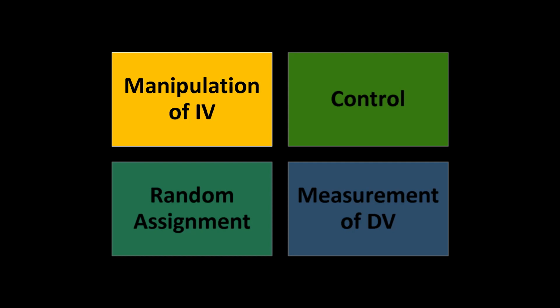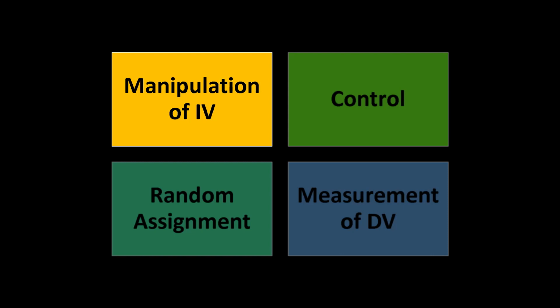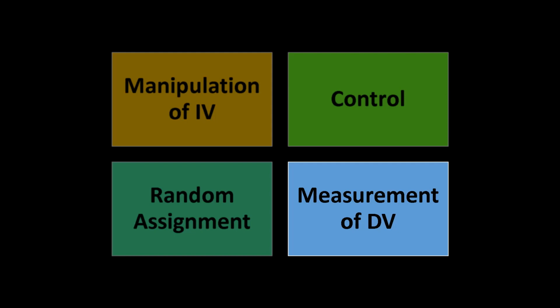The next requirements are manipulation of the IV and measurement of the DV. In some way, we treat the groups of participants differently. For example, one group completes an easy task, the second group a difficult one, and the third group skips the task altogether. This treatment is called the independent variable, the IV. Then we measure participants' responses, which are called the dependent variable, the DV. So, after the easy task and difficult task groups finish their work, we measure everyone's stress levels, even the control group. To summarize, we manipulate the IV to measure its effect on the DV.